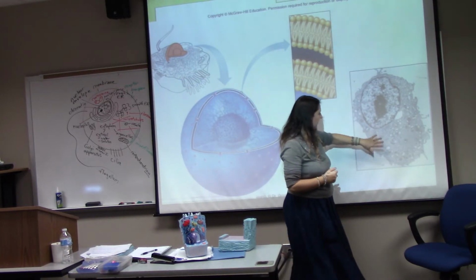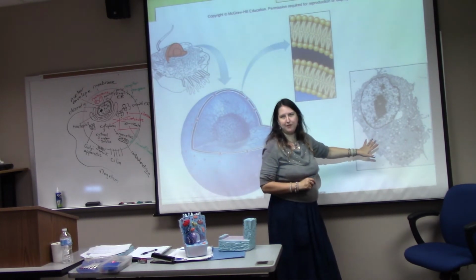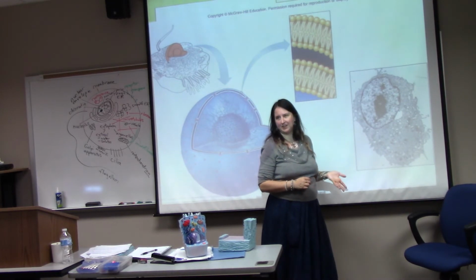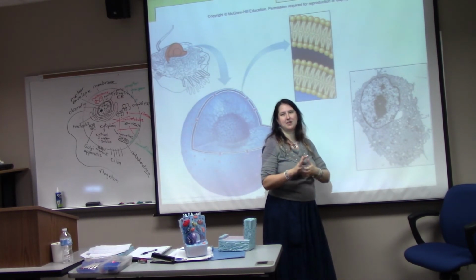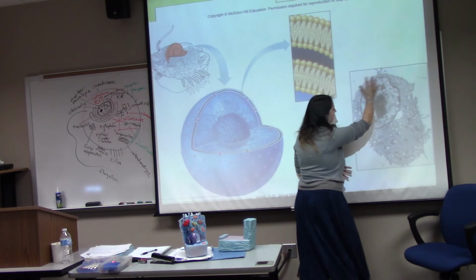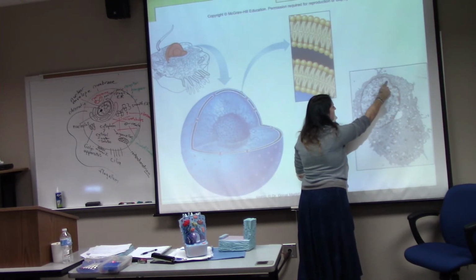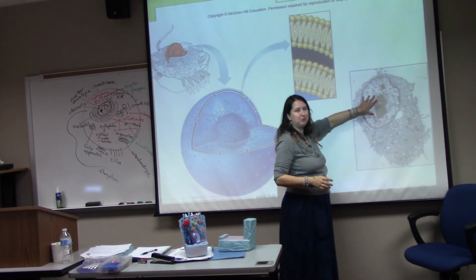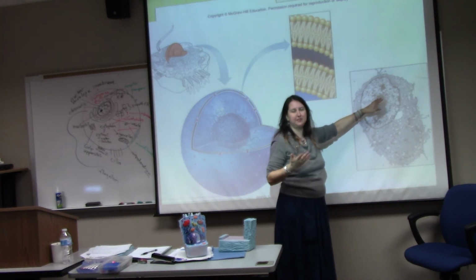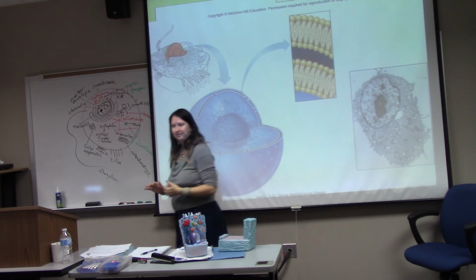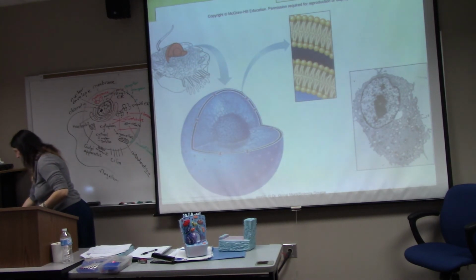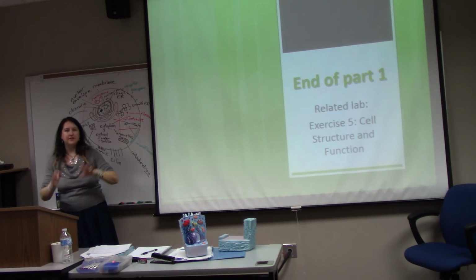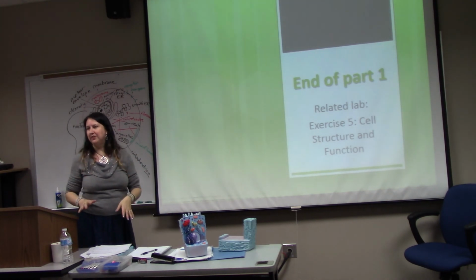This is a whole cell photo. This is taken with something called an electron microscope that picks up more detail. So the whole picture is the cell, then this is the nucleus, and all the scattered dark stuff is chromatin. The clustered dark part is the nucleolus. All right, so that's the end of what goes on the test.